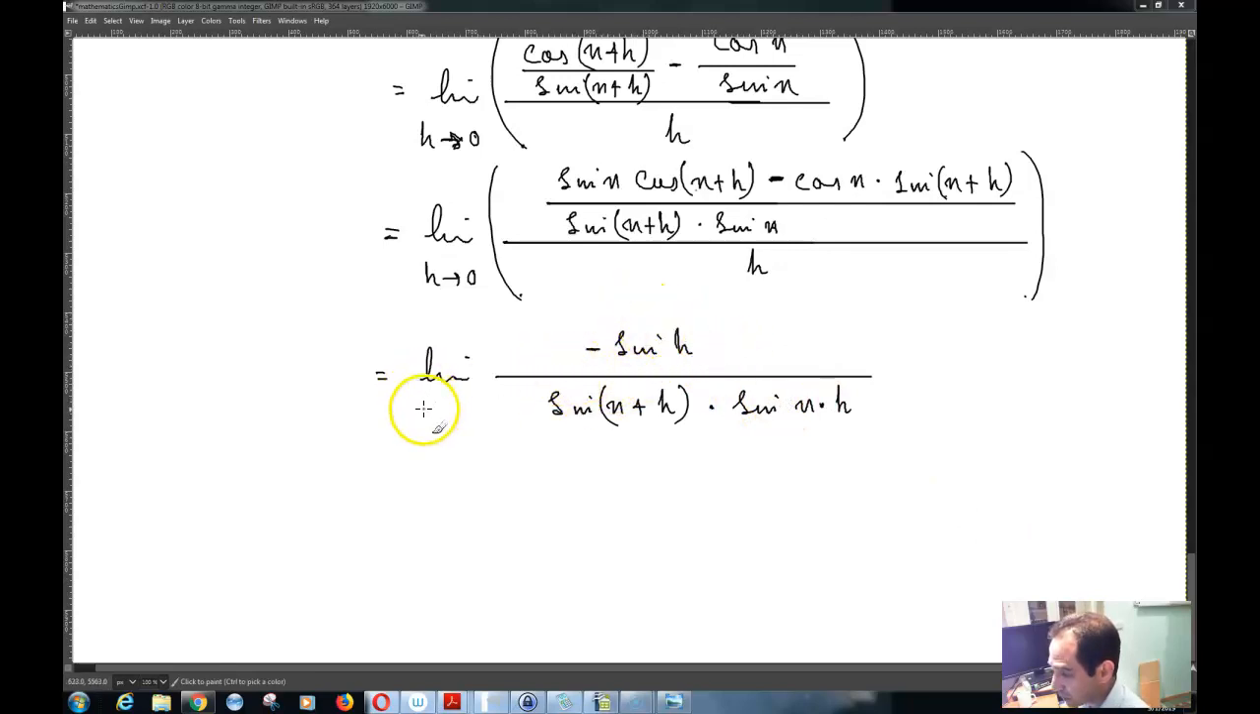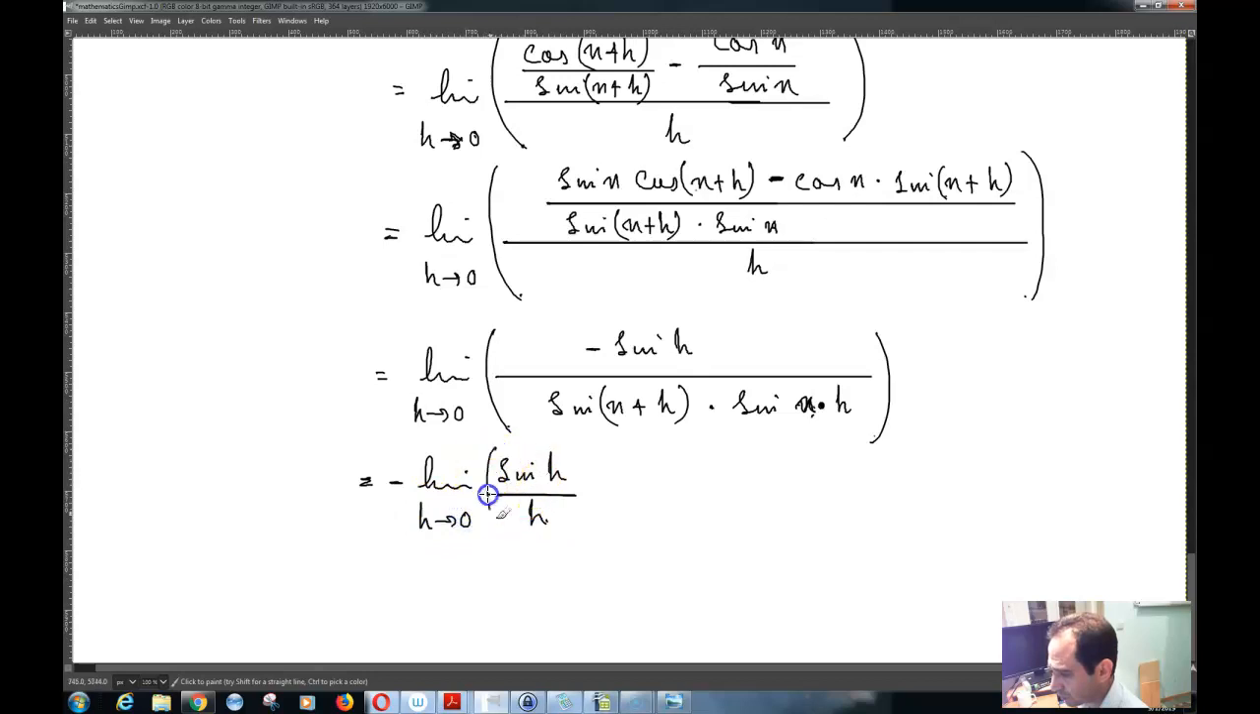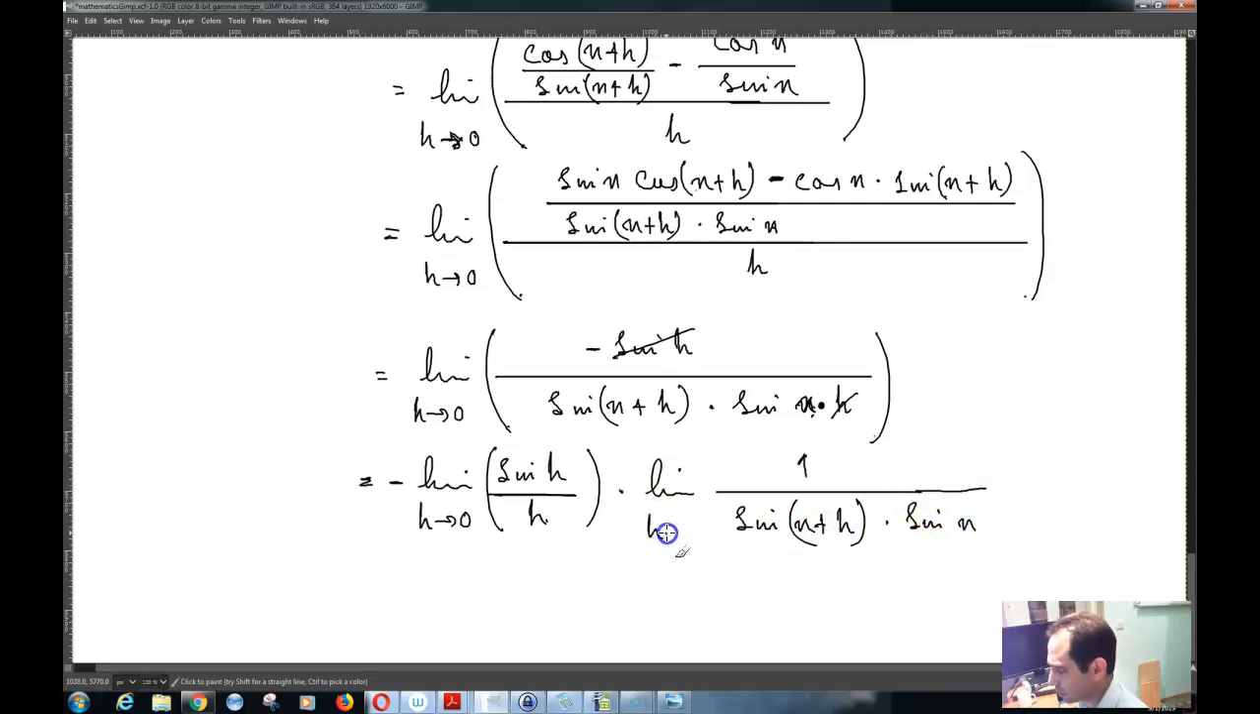And so as h tends to 0, sine x times h. So this is that. So I can take this negative sign out, write this as the negative limit of sine h divided by h as h tends to 0, times the limit of, so these two are taken care of, and then I have the limit of 1 over sine of x plus h times sine x as h tends to 0.